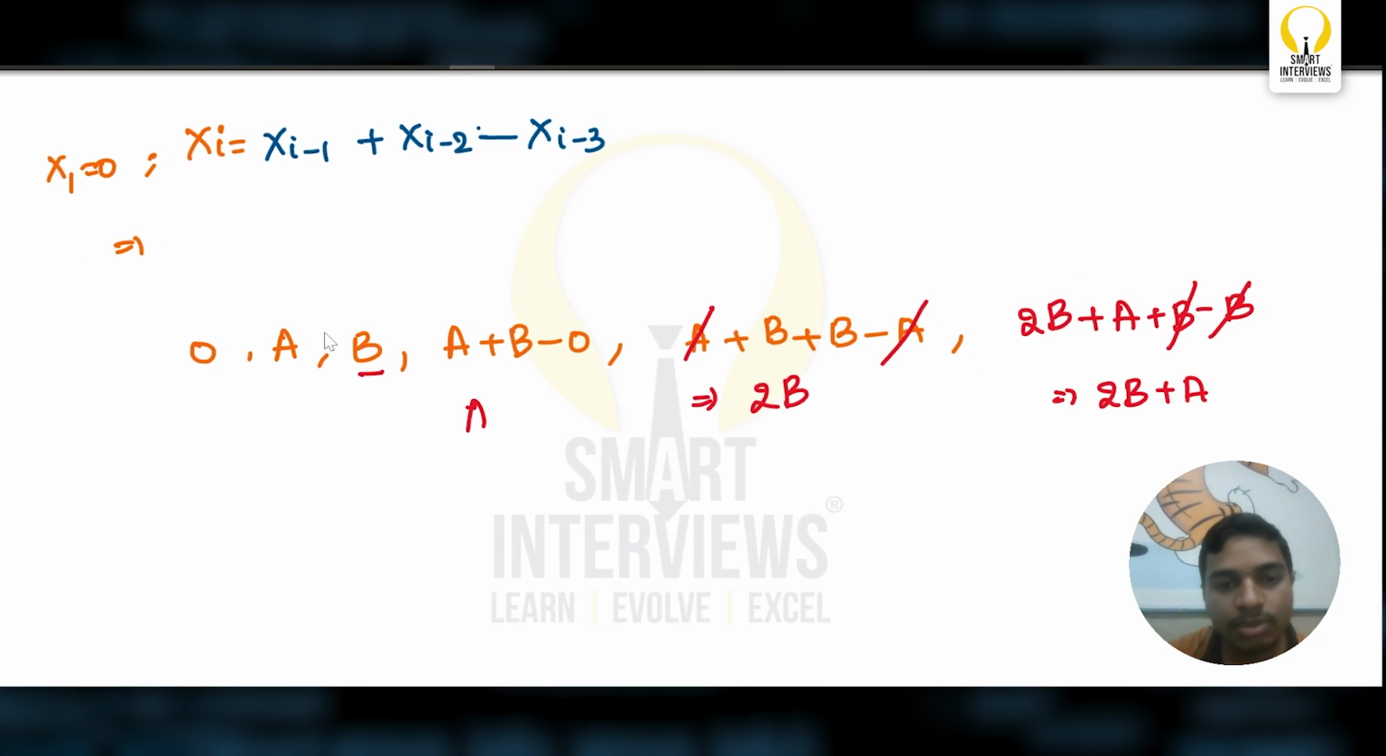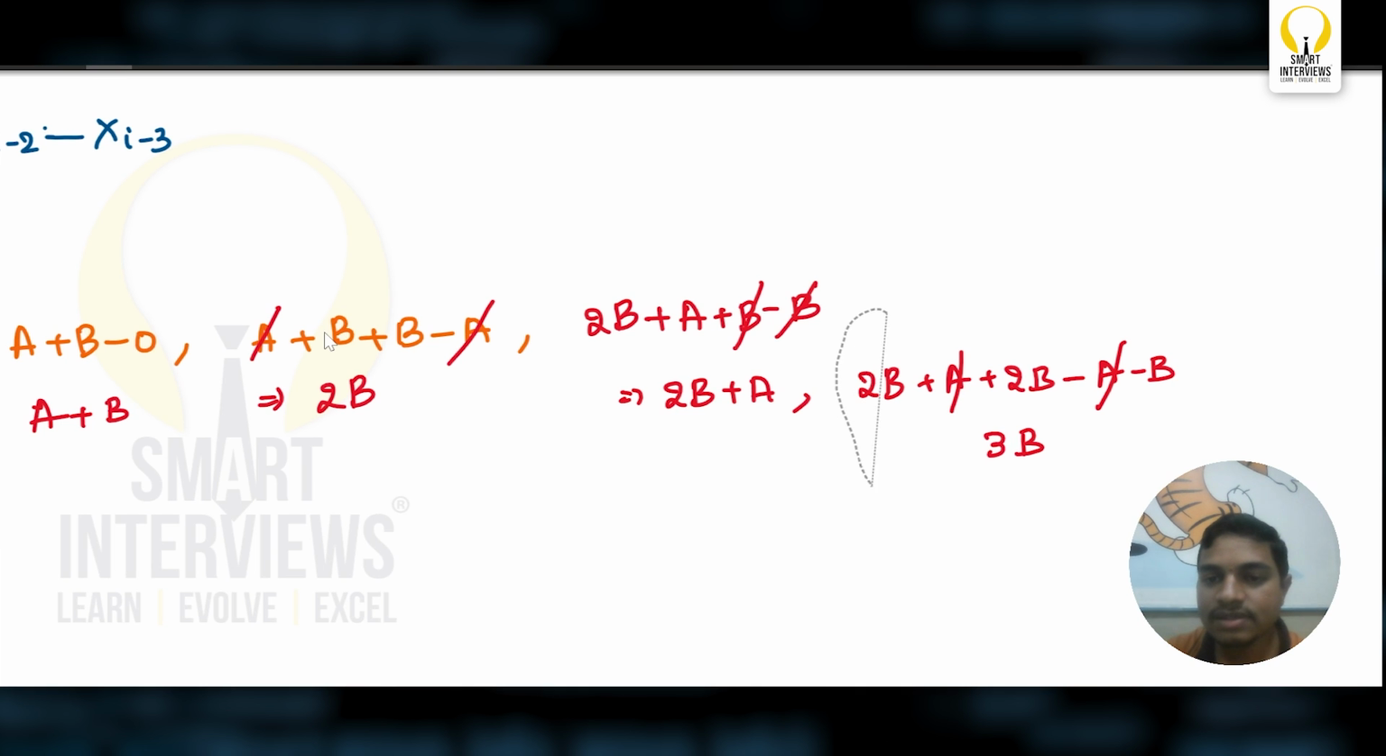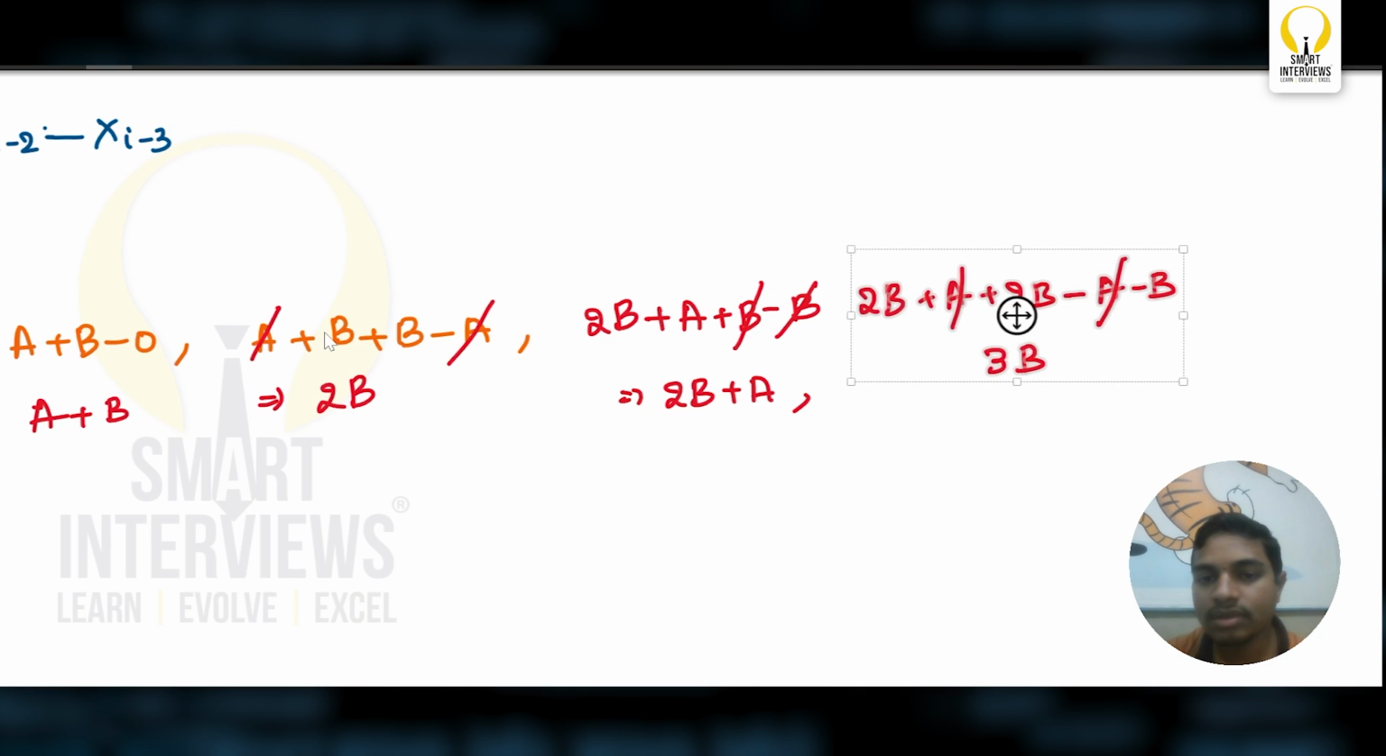at this, this is going to be a plus b, and if you even try to extend this, it is going to be 2b plus a plus 2b minus a minus b. So these a's get cancelled, 2b minus b is going to be 1b, and 2b plus 1b is going to be 3b. This is the next element of the sequence.